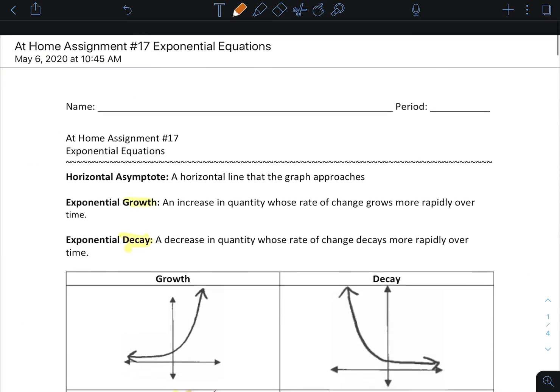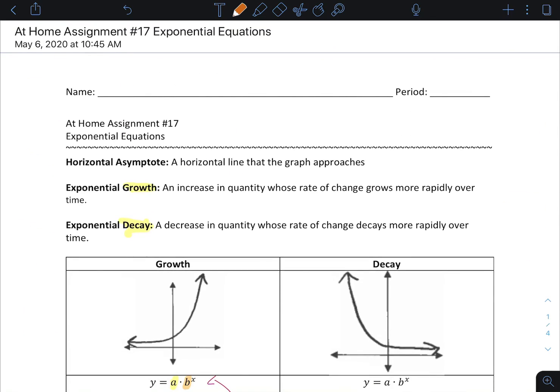This was assignment number 17 over exponential equations. We'll finish up next week with one more over exponential, and that will be it.